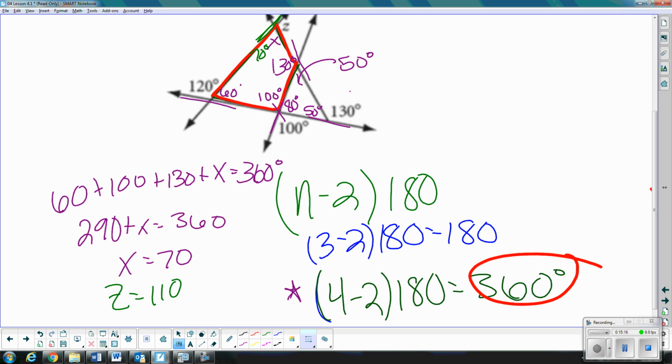So either one of those ways will work, but there's a couple different approaches, but really you should use the first method we discussed because that is what we're focusing on in this chapter.